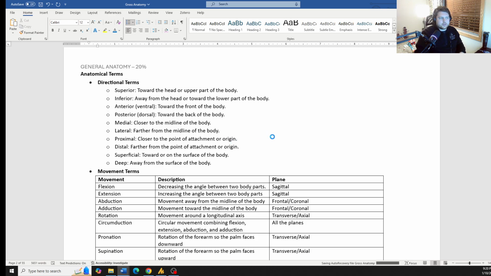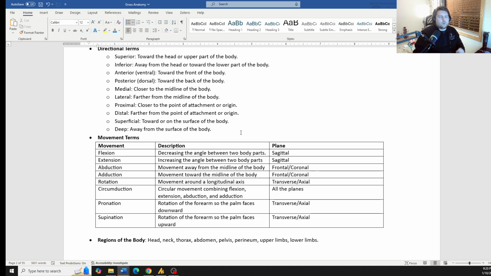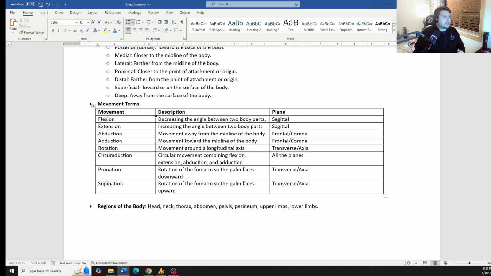Superficial, more on the surface. And deep, this is away from the surface. So like superficial would be the skin. Deep to the skin is the fascia. Deep to the fascia is the muscle, and so on. Deep to the muscle is the bone. That's the kind of terminology that we use.